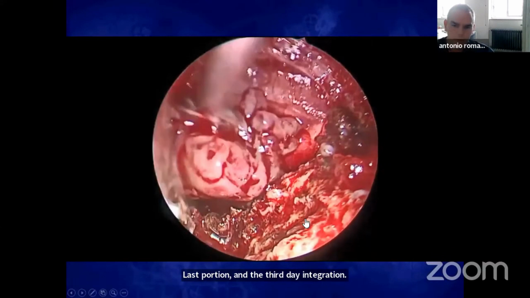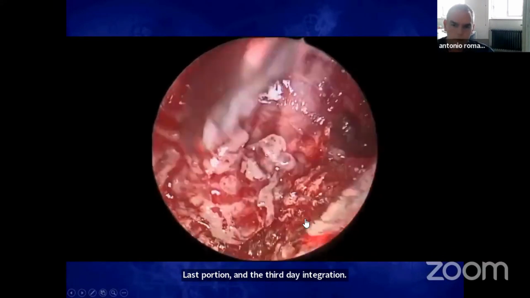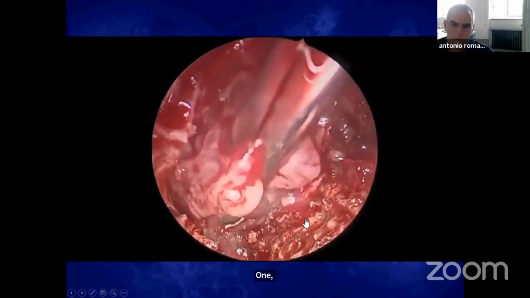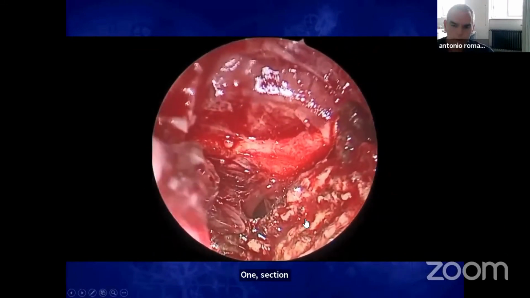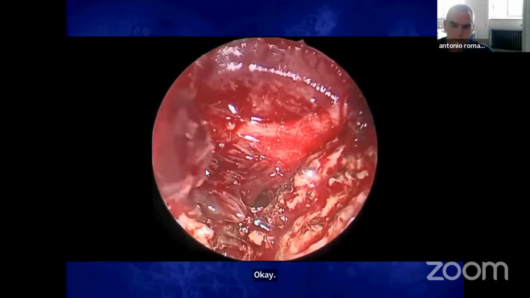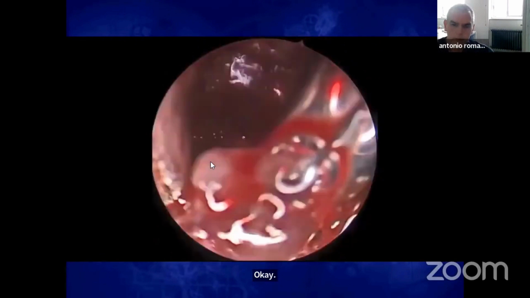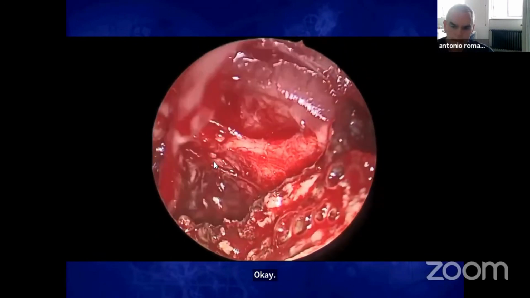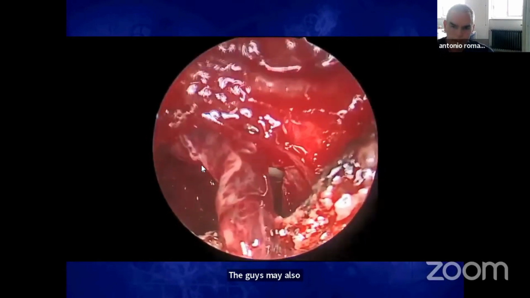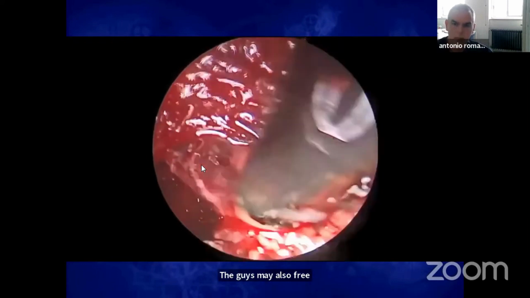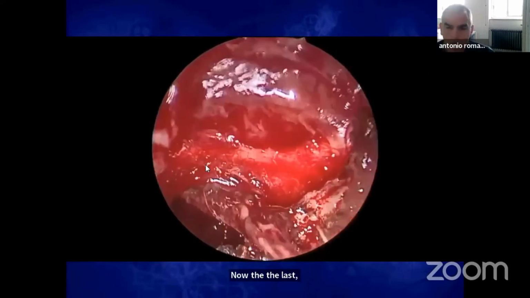Blunt dissection. Okay. The chiasm is also free. And now the last part of the capsule of the tumor.